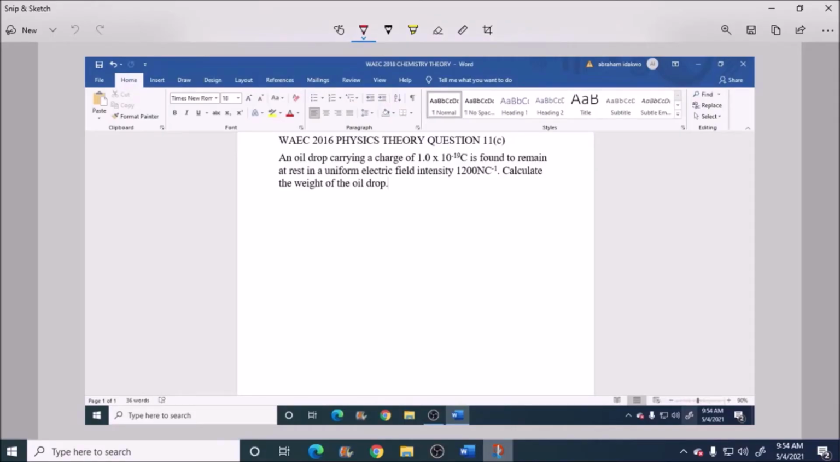Hello and welcome. Today I'll be answering WAEC 2016 Physics Theory question 11C. An oil drop carrying a charge of 1.0 times 10 raised to power minus 19 coulomb is found to remain at rest in a uniform electric field intensity 1200 Newton per coulomb. Calculate the weight of the oil drop.